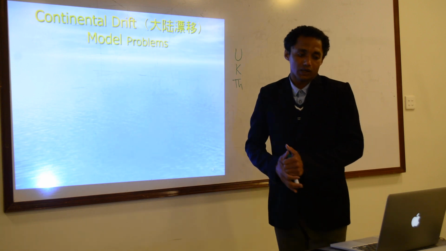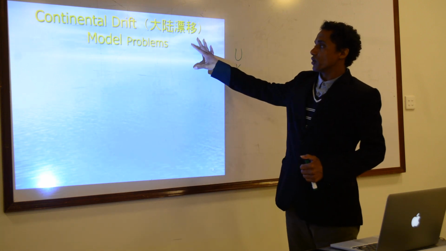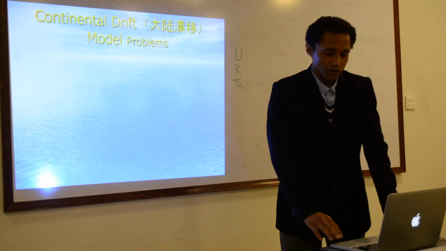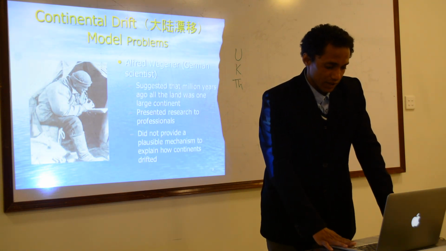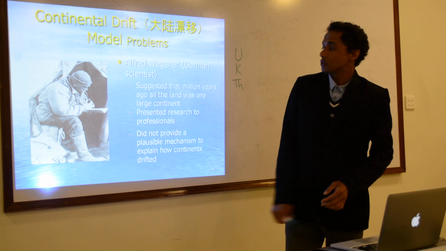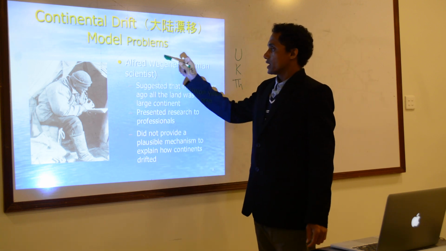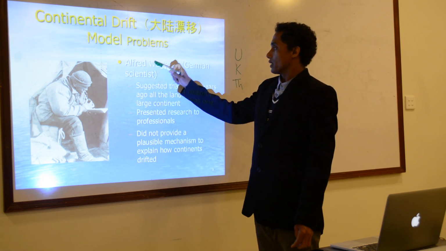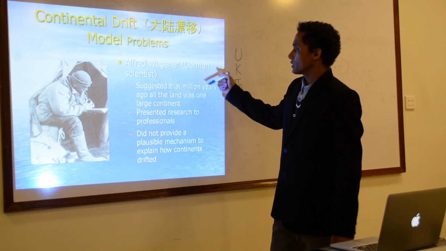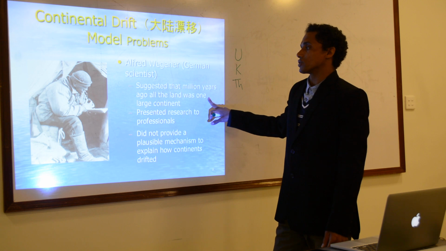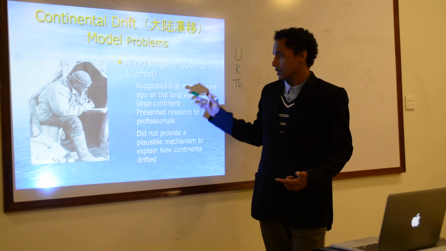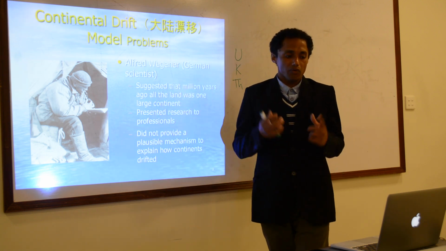Okay, so now we will have the continental drift model problem here. The continental drift model was suggested by a very famous scientist, Alfred Wegener, in 1912. Alfred Wegener was a German scientist, and he suggested that millions of years ago all the land was one large continent. So he suggested that all the land is just one part.